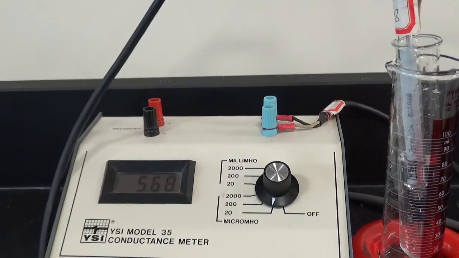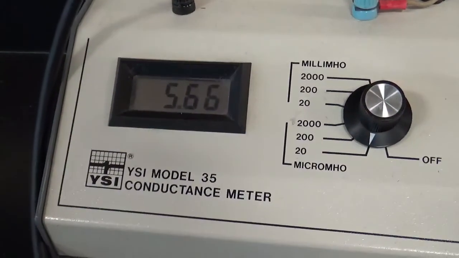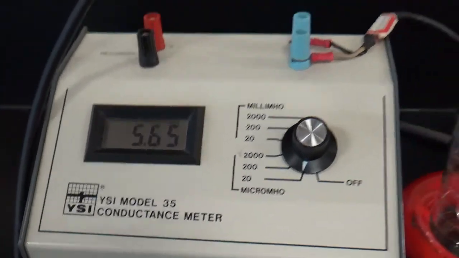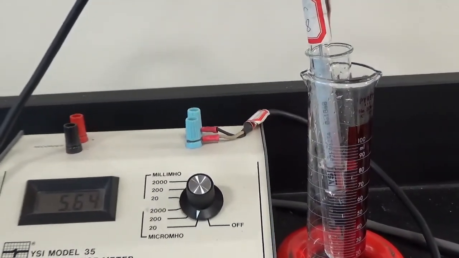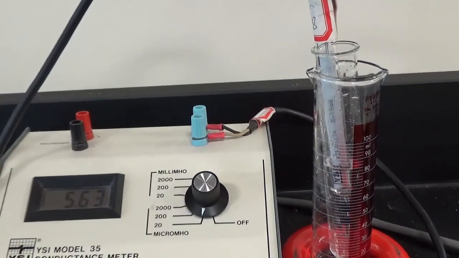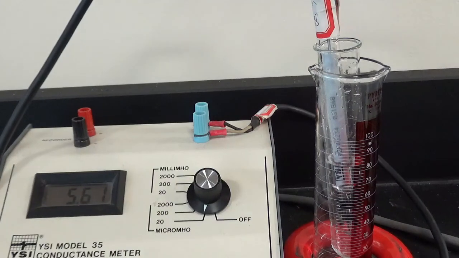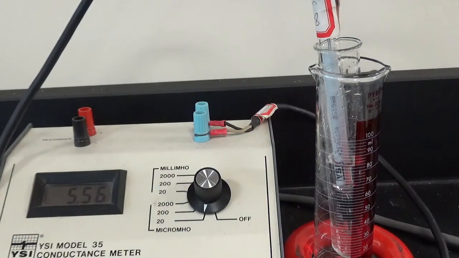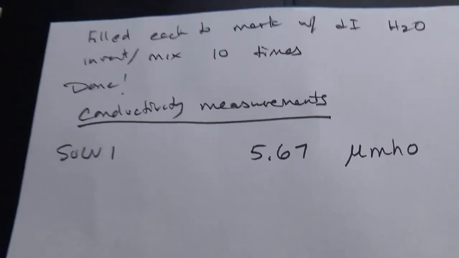Okay, it says 5.67. So I'm going to take the reading almost immediately after I put it in, because there is some drift here, as you can see. So I'm just going to put it in, take the reading. It was 5.67. On my data sheet, I write down 5.67 micromo. Looks like this. Okay, and solution 1's conductivity.